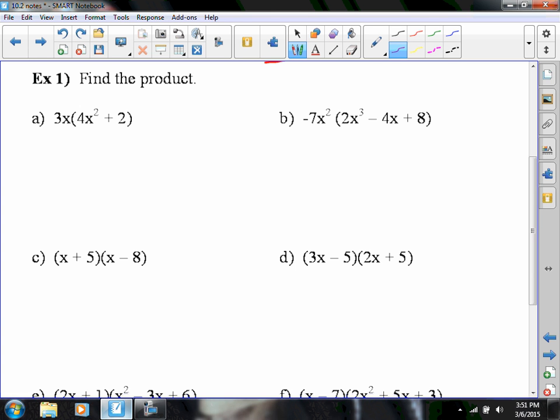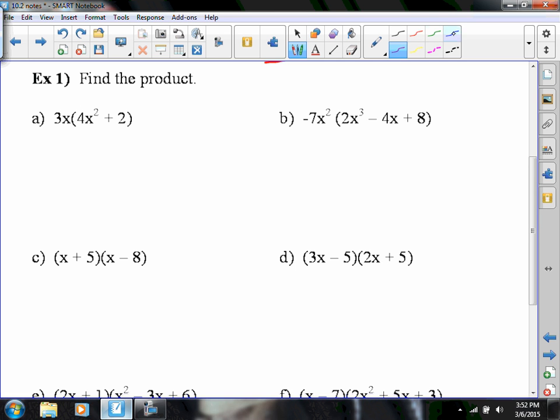Okay? So usually I prefer the horizontal method. So I'll go through these with the horizontal method. If you want to see more specific examples of another type of method, we can do that in class, or you can come by before school and I can show you one-on-one.